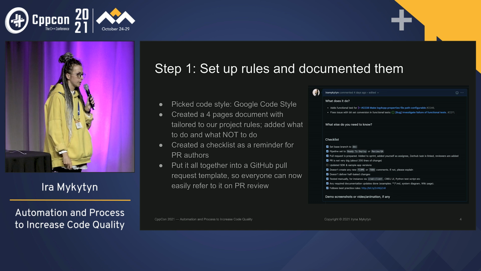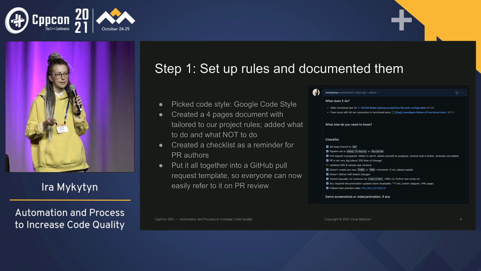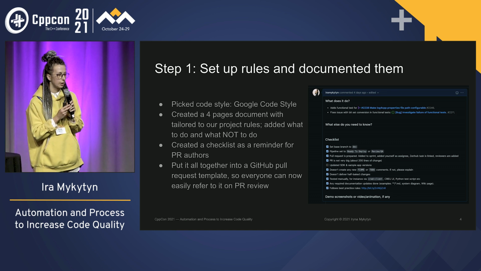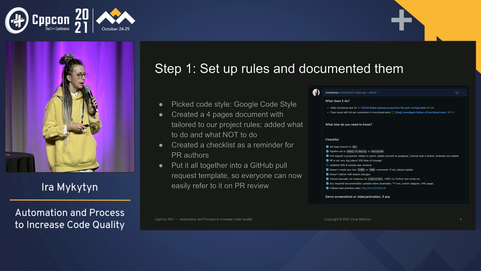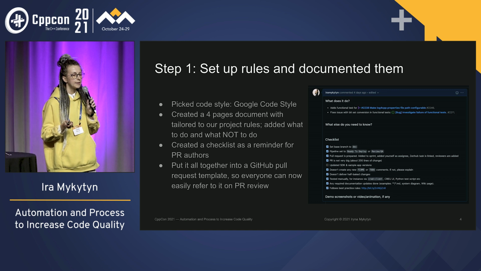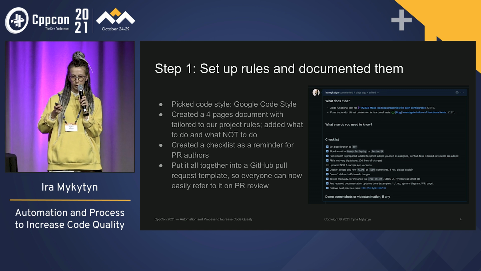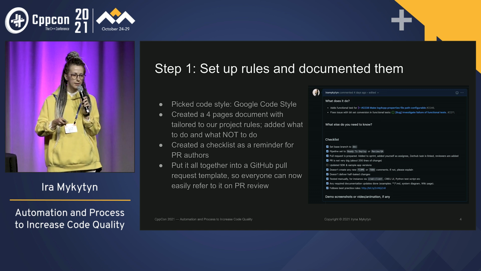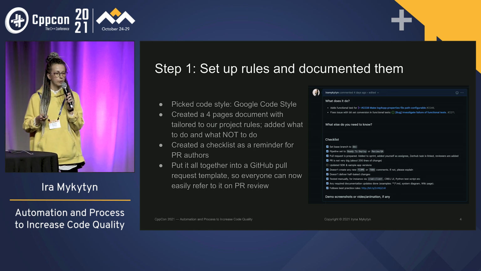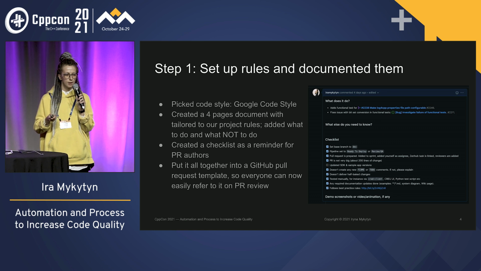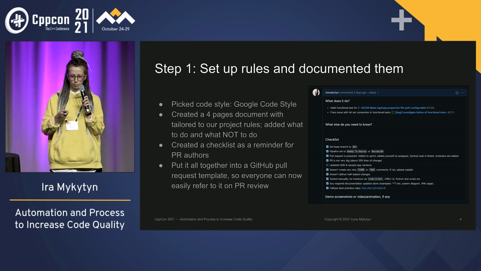The first step we did was to pick a code style. We created a document for pages where we put what we want to do and what we don't want to do in our code. We created a checklist as a reminder for PR authors to follow before creating the pull request. You can see how it looks in the picture. And we put it all together into a GitHub pull request template, so everyone could easily refer to it on PR review. That's what we did as the first step.